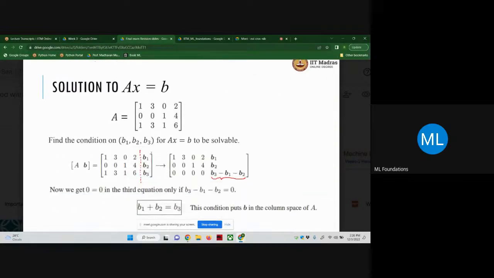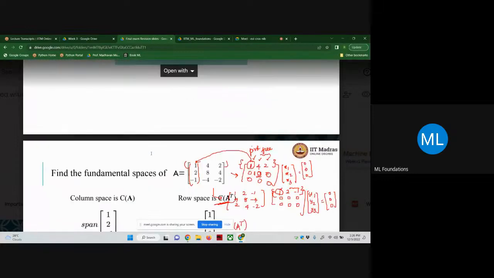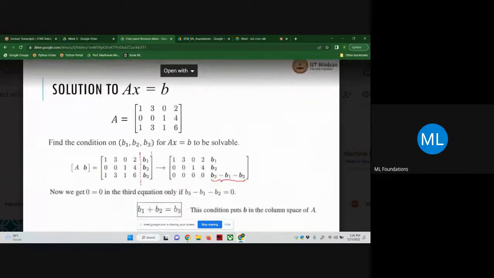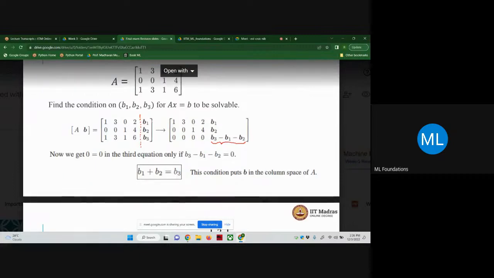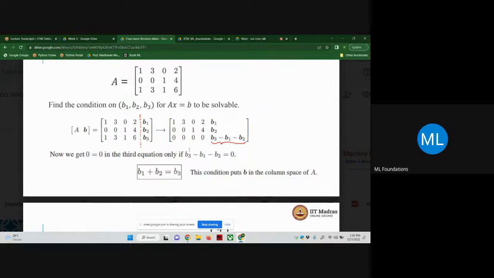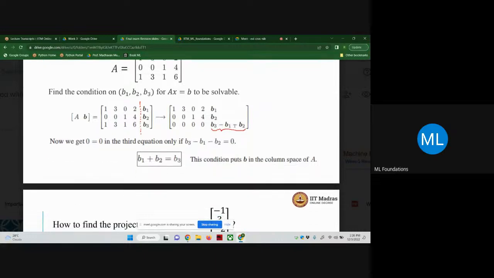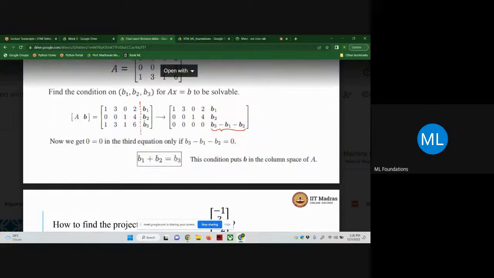Okay. So we can also solve for Ax equals b. In this particular case, the same thing was given. A was given: 1 3 0 2, 0 0 1 4, and then 1 3 1 6. Based on the b value, we can use this Gaussian reduction method.